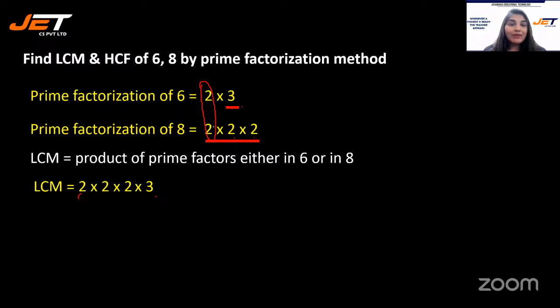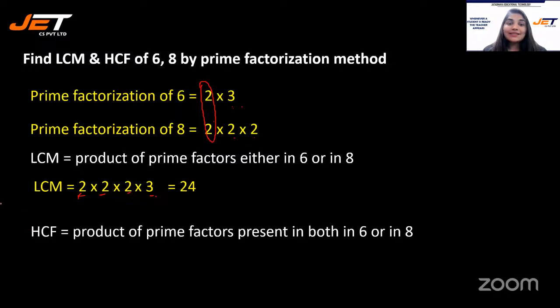Or you can say I will take the maximum number, like 2 is there and 3 is there. 2 is occurring for maximum 3 times. So I have written 2 three times, and there is 1 three. Okay. So 2 times 2 times 2 times 3. So LCM is 24. That means least common multiple is 24.